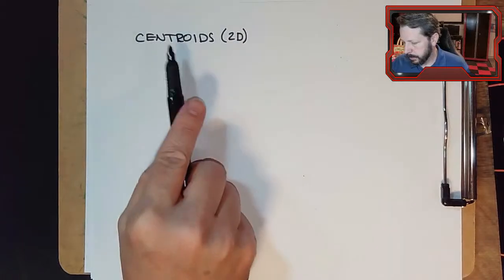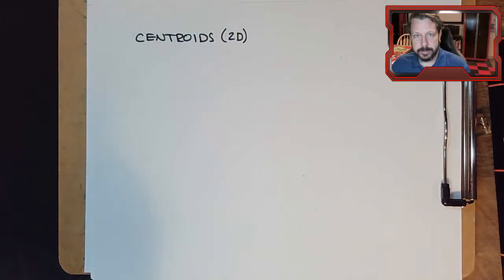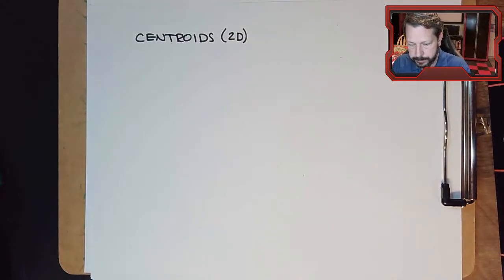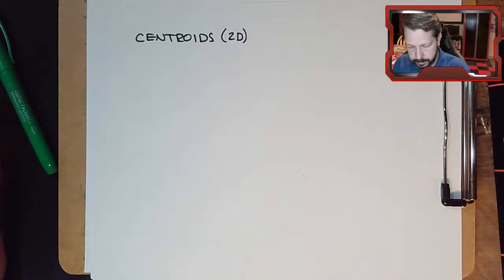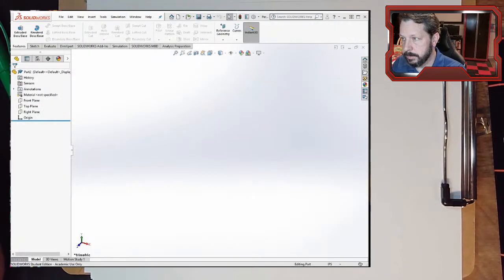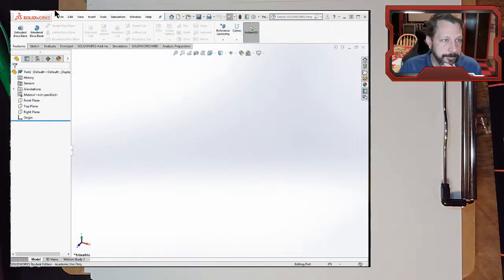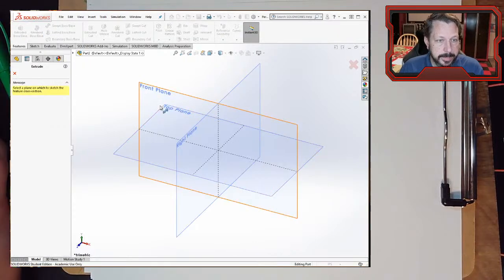So centroids are going to be the centroid of an area or a cross section. So we need to know what all these terms mean. So let's look at SolidWorks. Let's get SolidWorks running there. All right, so we're over in SolidWorks. We're going to make it a new part.